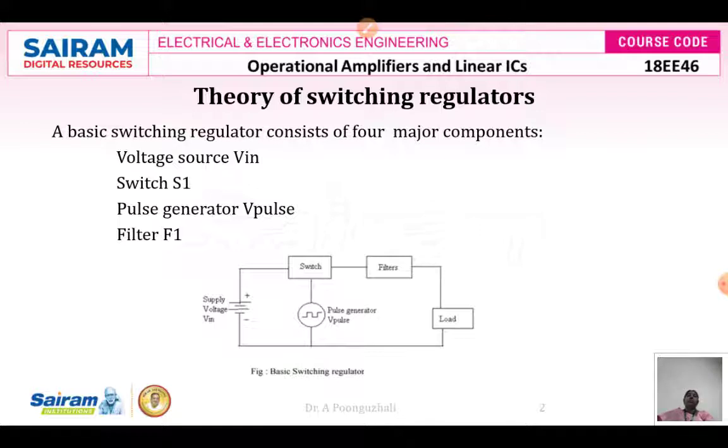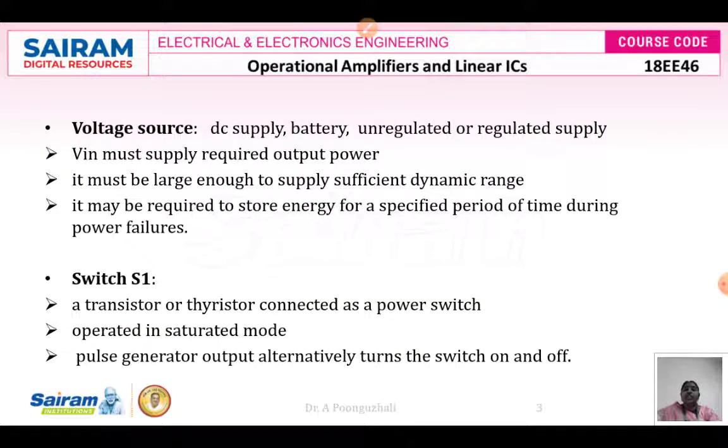Here, the reason we use filters in a switching regulator is that the filters remove any ripple that is present, and then the output is delivered to the load. So the four main components are the supply voltage V in, switch S1, pulse generator V pulse, and the filter F1.